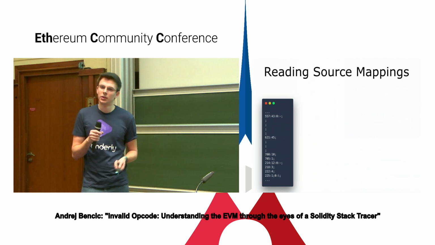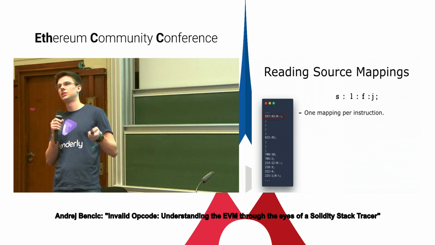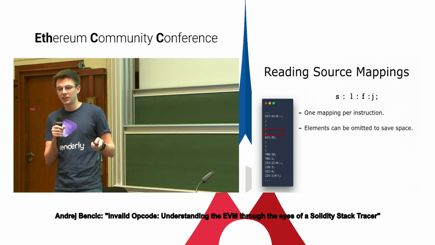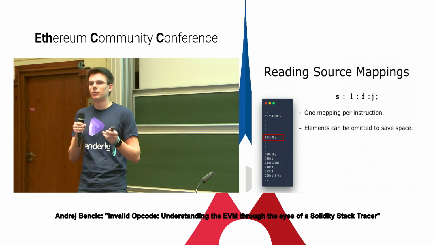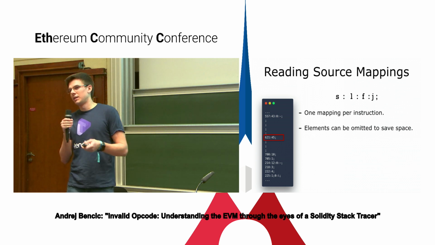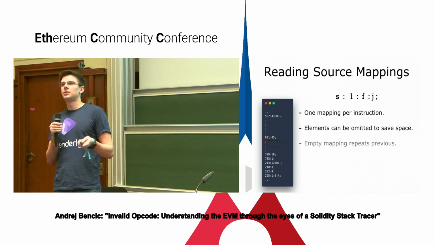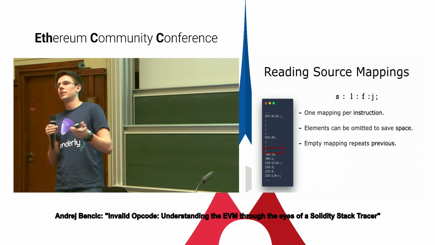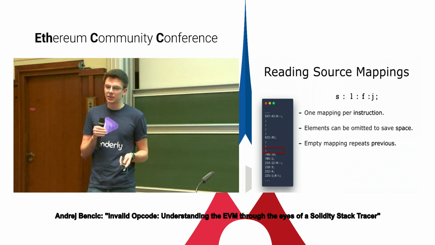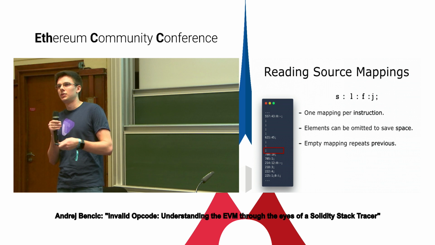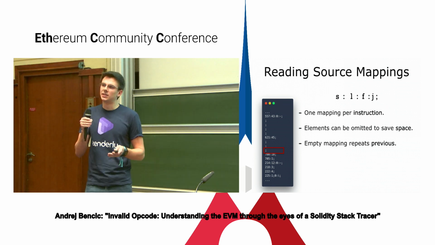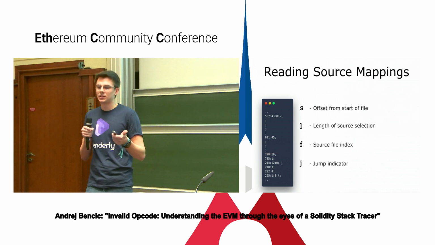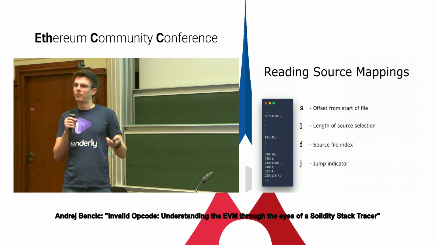So what we know is that we get 1 line for 1 EVM instruction. We can see that we can shorten each mapping by 1 or more fields if that field is the same as the previous one. And in a case where 1 line generates more instructions, so the same line generates, for example, 5 instructions, we can omit the entire mapping, and we know that it is the same for the set of instructions. So what is contained in each source mapping?